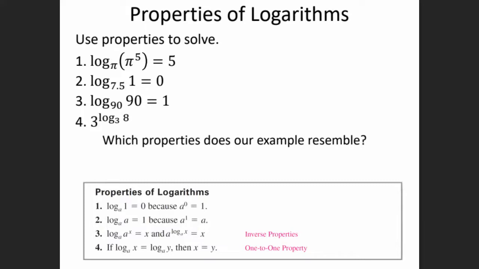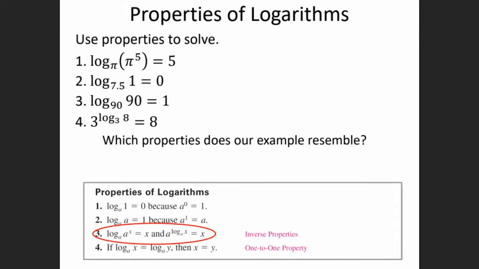Log of base 3 of 3 to the 8th power. Okay, which property does this example resemble? This is my inverse property, right? That if I have an exponent of a base and I am taking that with a log of the same base, the input exponent is just going to be my answer. The answer is just going to be 8, right?